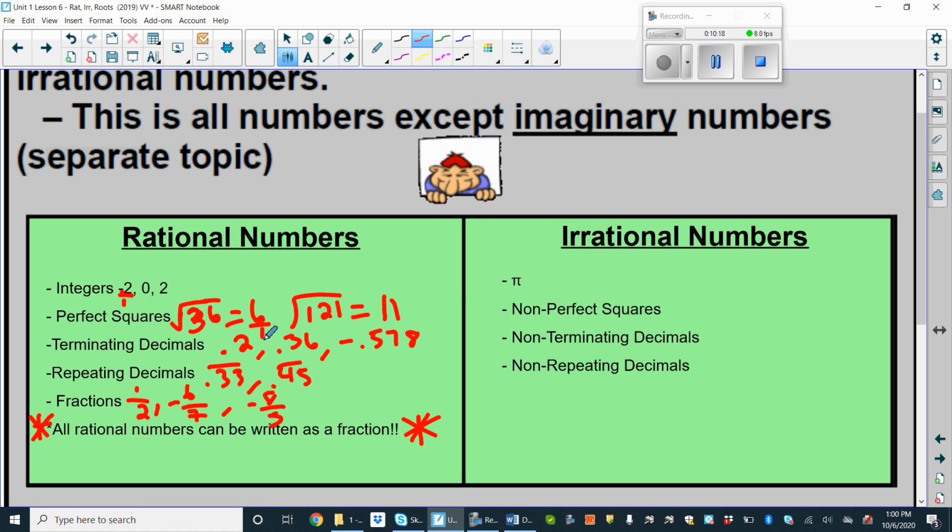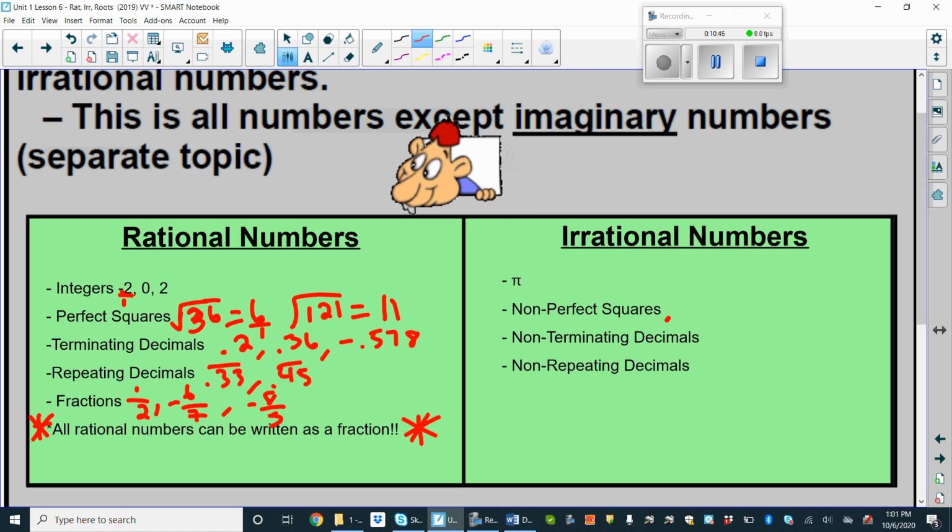Now we have irrational numbers. Irrational numbers include pi. So if you ever see anything being added, subtracted, multiplied, or divided by pi, you know your answer is going to be irrational. Because if you were to figure out the number, it is a non-terminating decimal that goes on forever. So that means it never ends, it doesn't repeat, it just is a very long decimal that does not end.